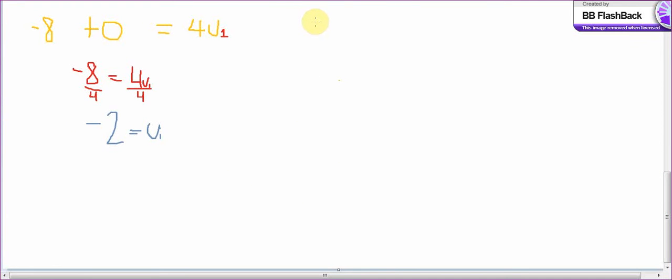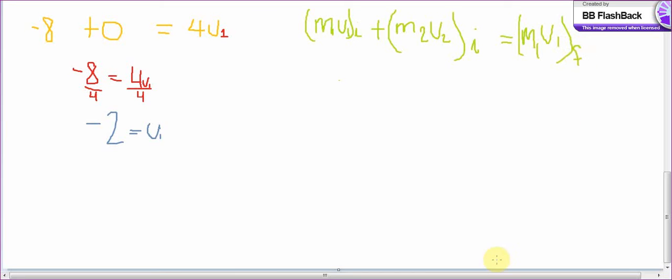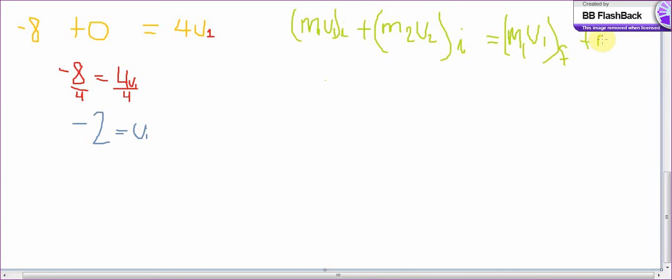We can rewrite the equation. Mass 1 v1 initial plus mass 2 v2 initial, and it has to equal mass 1 v1 final plus mass 2 v2 final.